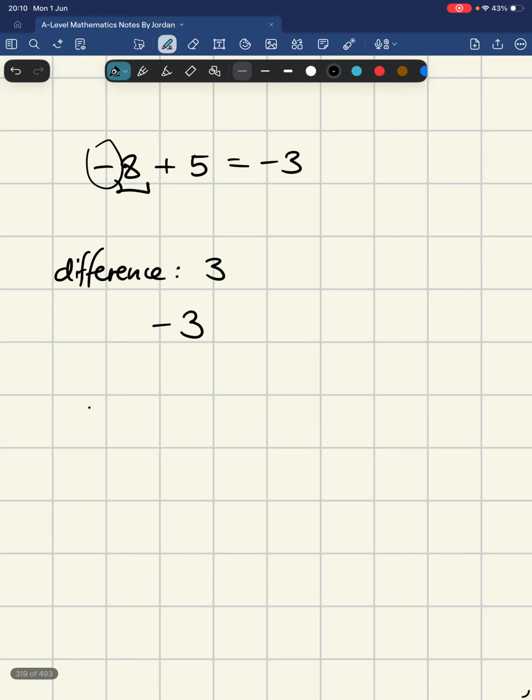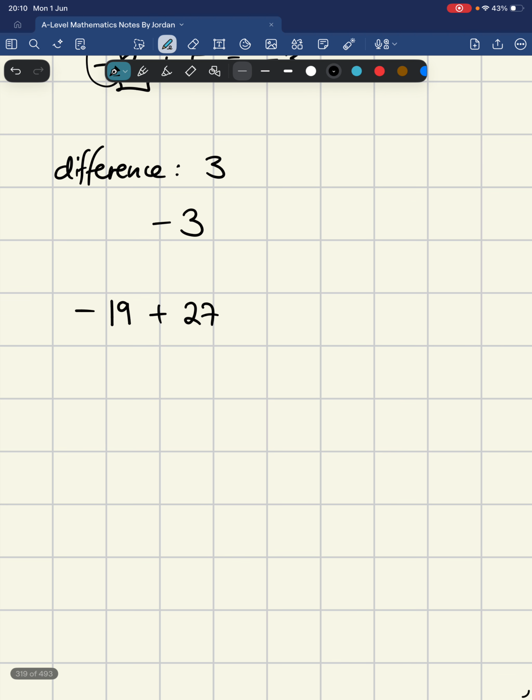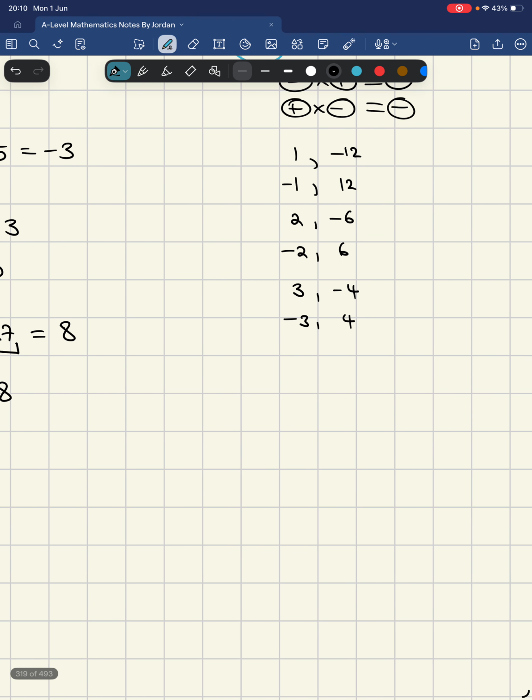Now I could have minus 19 add 27. So firstly, think of the difference in these two numbers. The difference would be 8. And then looking at which number's bigger, it's actually the 27. Noticing that's a positive number, and so the answer would be a positive 8. Okay, and that's how we do it.